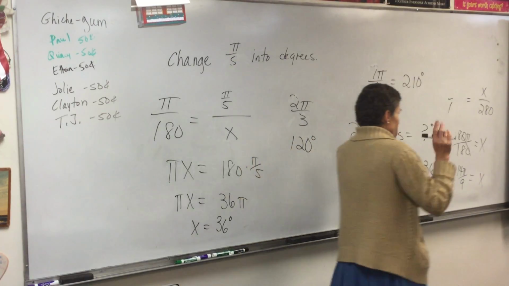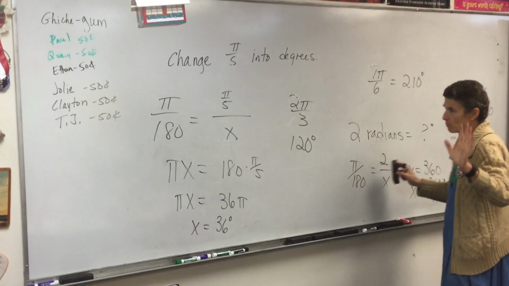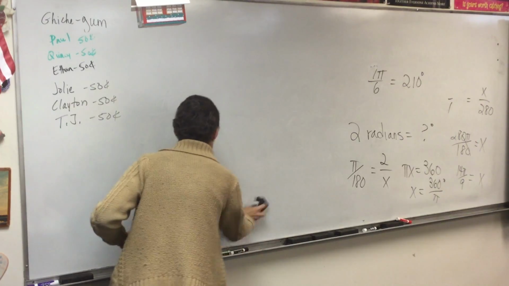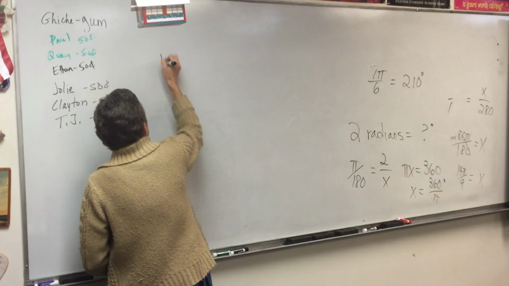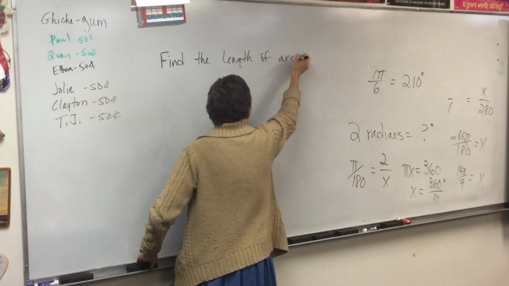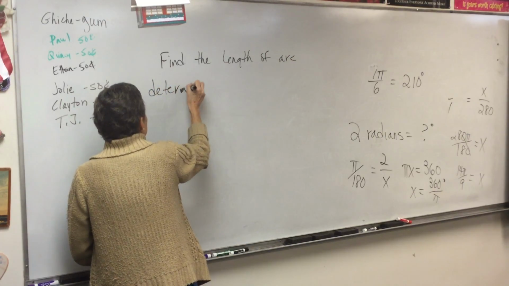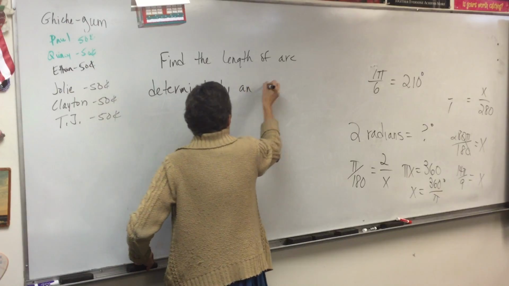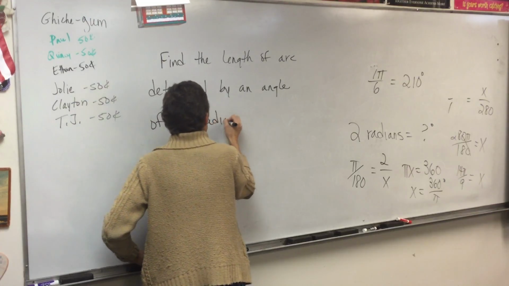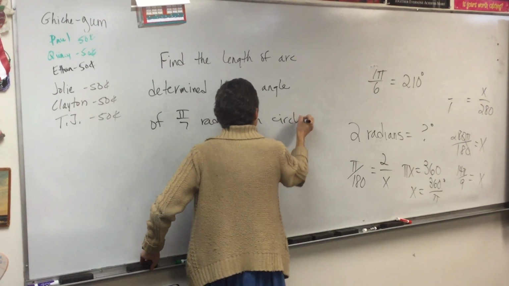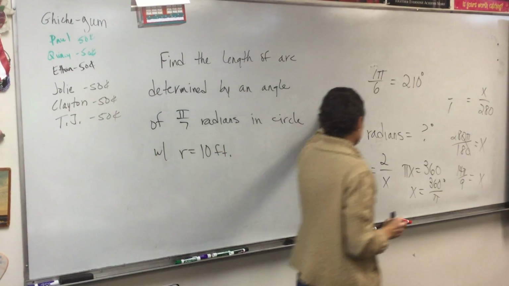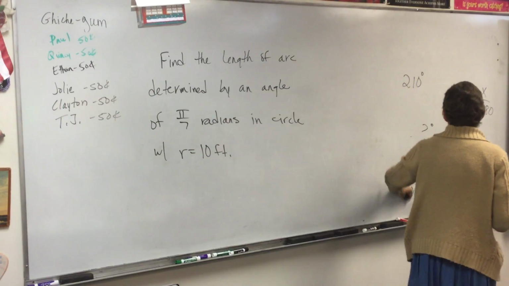Okay, we're gonna do a quick little quizzy type thing, but not for grade, just for practice. But these are the things I expect you to be able to remember. Okay? So here we go. Number 1, find the length of the arc determined by an angle of pi over 7 radians in a circle with a radius of 10 feet. It took way longer to write the problem than it does to do it.